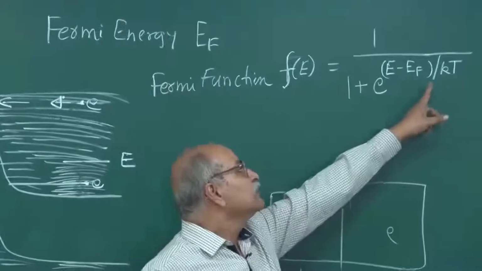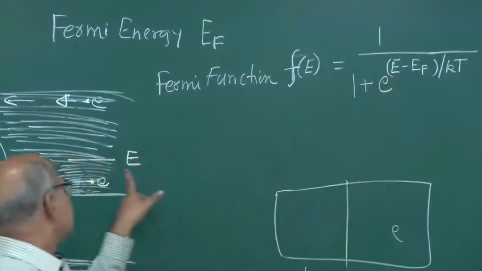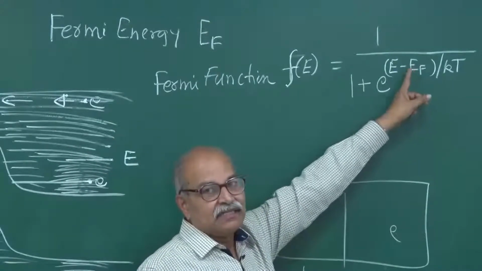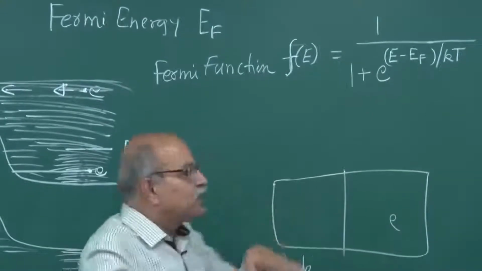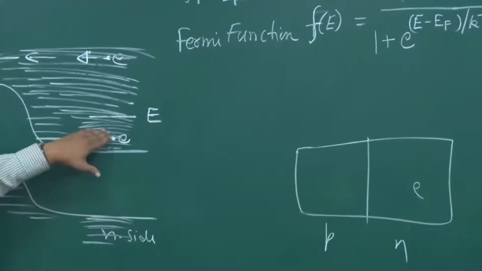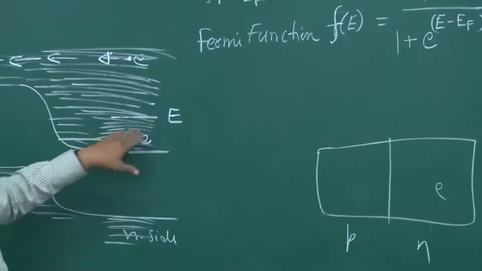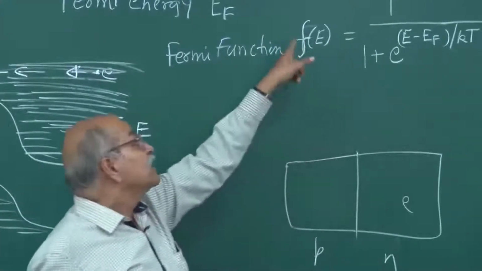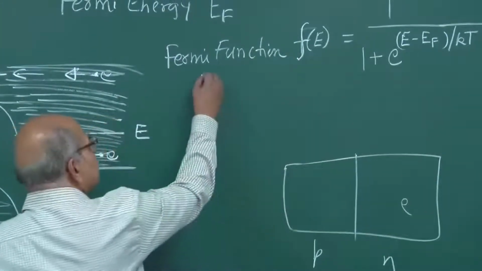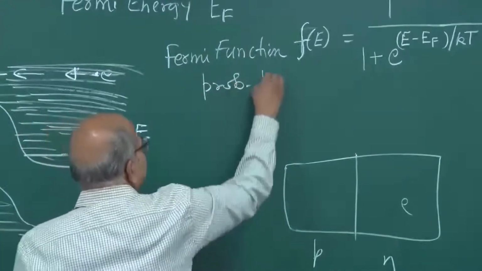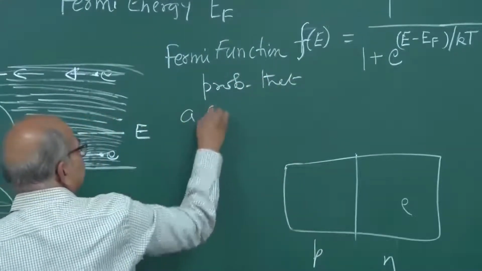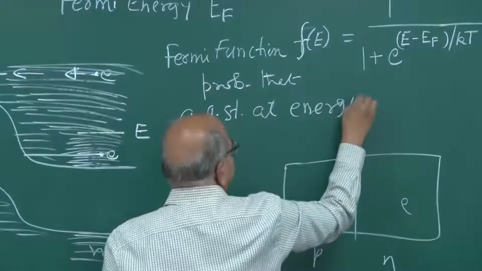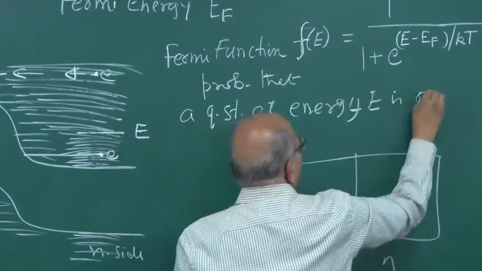It depends on temperature, and this is the energy at which I am asking about the quantum state, and this EF, the Fermi energy, is the parameter which you have to keep the same for this quantum state, this energy, this energy. So as a function of energy with a fixed EF and at a fixed temperature, you can calculate the probability. So this Fermi function gives you the probability that a quantum state at energy E is occupied.